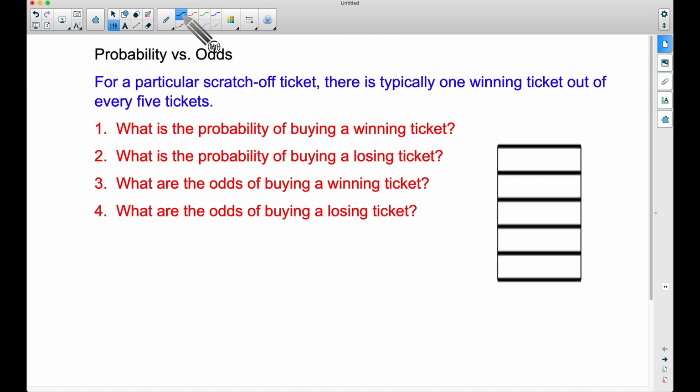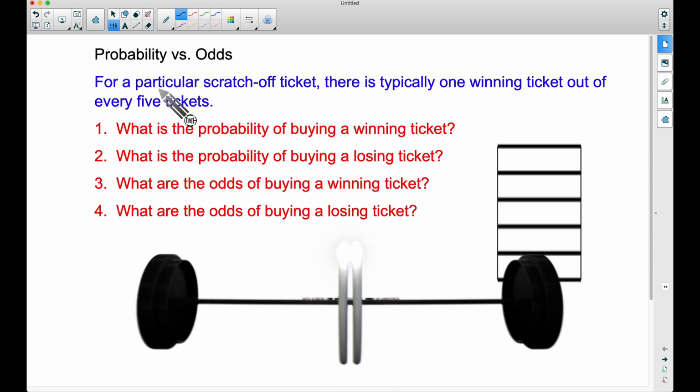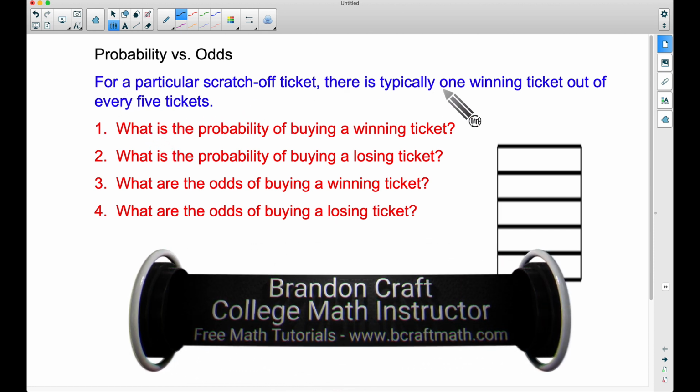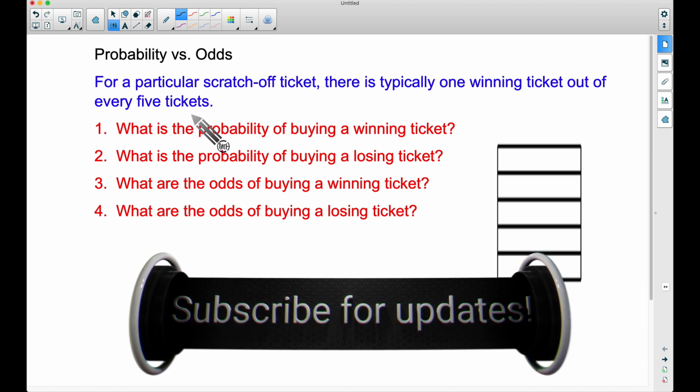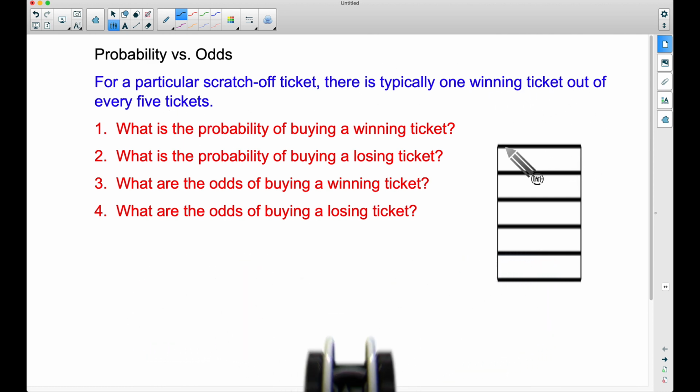Alright, in this video, we're going to talk about probability versus odds. Now in this example, for a particular scratch-off ticket, there is typically one winning ticket out of every 5 tickets. And with that in mind, let's just look at these 5 tickets, 1, 2, 3, 4, 5. Let's suppose out of these 5 tickets, this first one is a winner and then all of these other ones are losing tickets. Now this matches this problem up here. There's typically one winning ticket out of every 5 tickets.